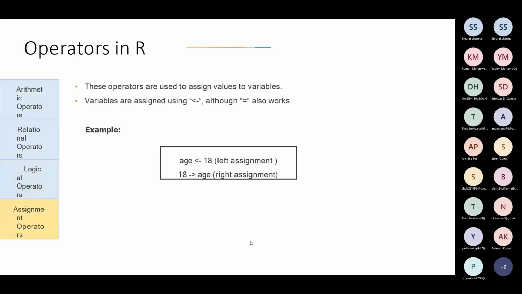Next we have assignment operators. These are unique operators only available in R Studio, or you can say the R language. We have two types of operators which are known as assignment operators in R. One is your left assignment and the next is your right assignment.